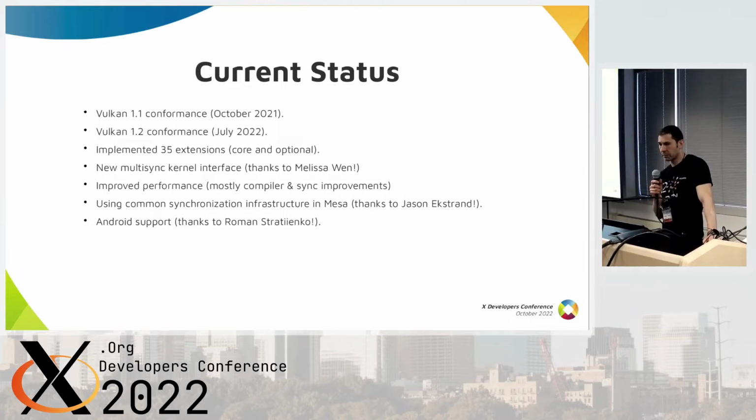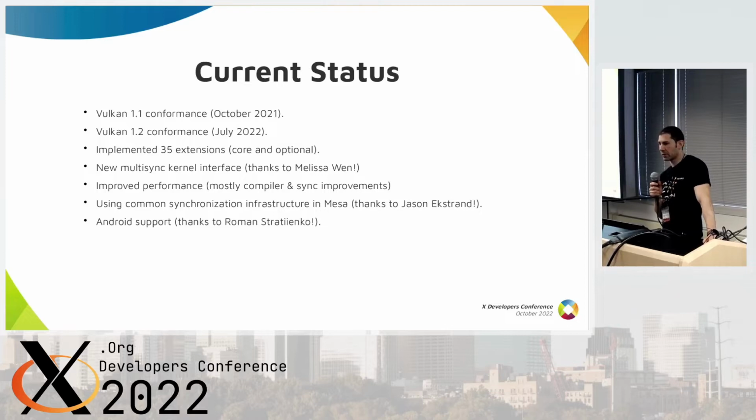When we brought up the driver in the beginning, we were reusing the kernel interface that we had for OpenGL, and that, well, didn't quite match what Vulkan expected. So now, thanks to Melissa Wang, we have a new interface that we are using. We have also continued to improve a bit the performance, mostly with compiler backend optimizations, because that's usually where we have most of the bottlenecks in our driver. And also some synchronization improvements that we did. I will go into more details later.